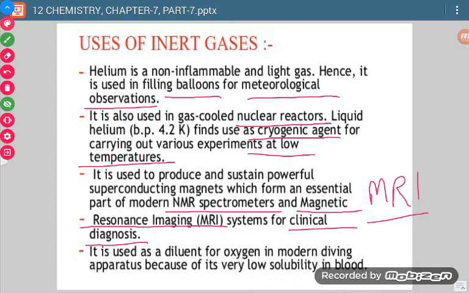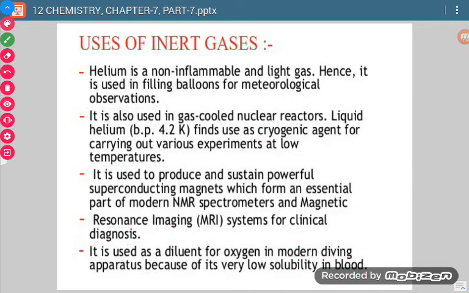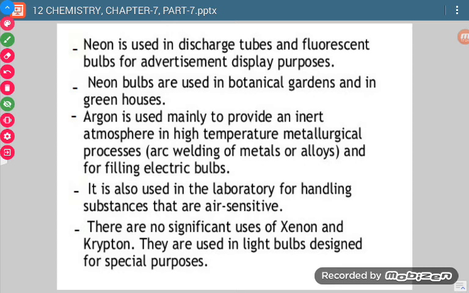Now it is used as a diluent for oxygen in modern diving apparatus because of its very low solubility in blood. So helium gas has very little solubility in blood, so it is mixed in the mixture which is used for breathing during sea diving. Now neon is used in discharge tubes and fluorescent bulbs for advertisement display purposes. You might have seen advertisement boards where so many colorful lights are seen and something is written with the use of those lights. Those tubes are discharge tubes and they contain neon gas. Neon bulbs are also used in botanical gardens and in greenhouses.